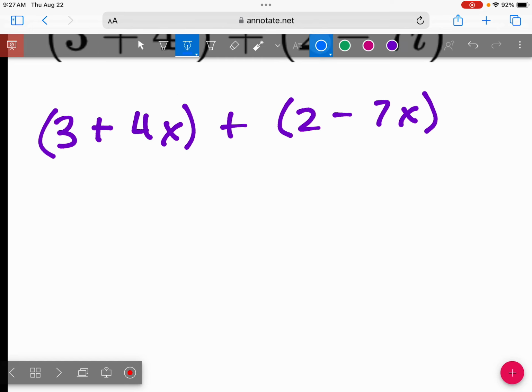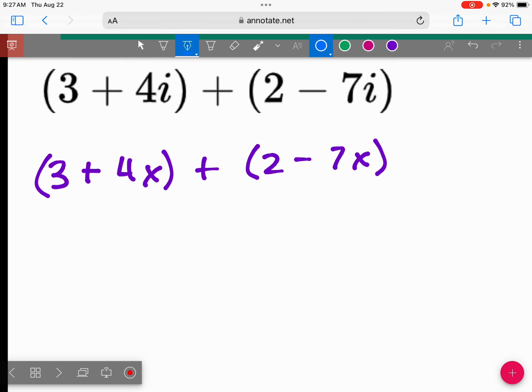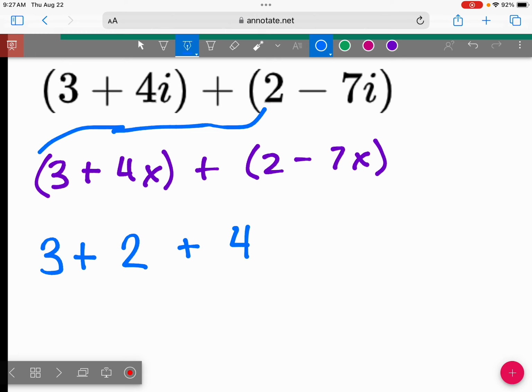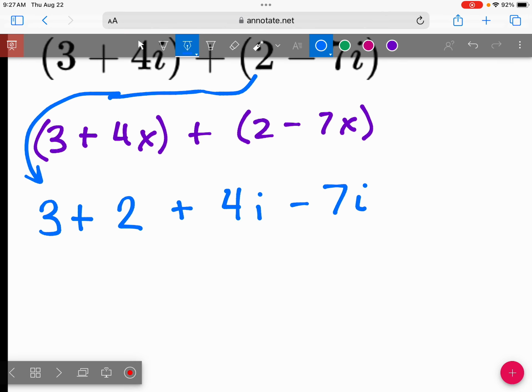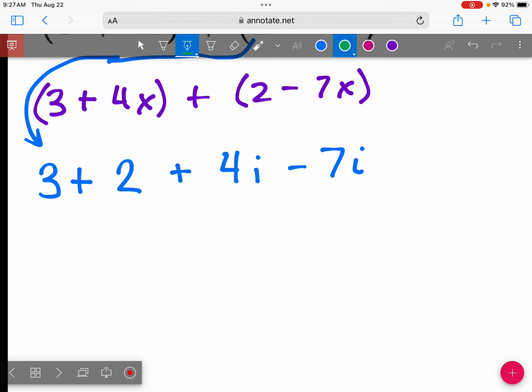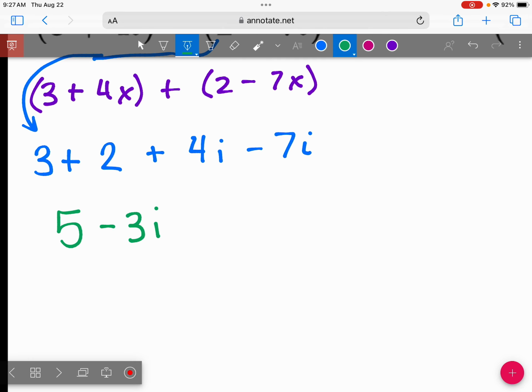It's all addition. So I can change what order they're in. I can put this as 3 plus 2, moving things around, plus 4. I'm switching back to my i's. 4i minus 7i. So what's 3 plus 2? 5. What's 4i minus 7i? Negative 3i. So we're going to minus 3i. Yes? Yes. That's your answer.